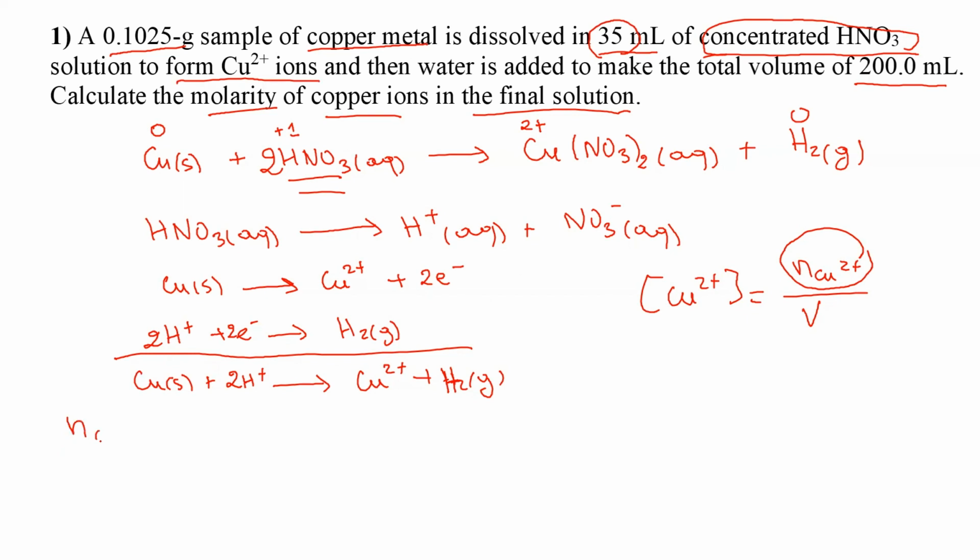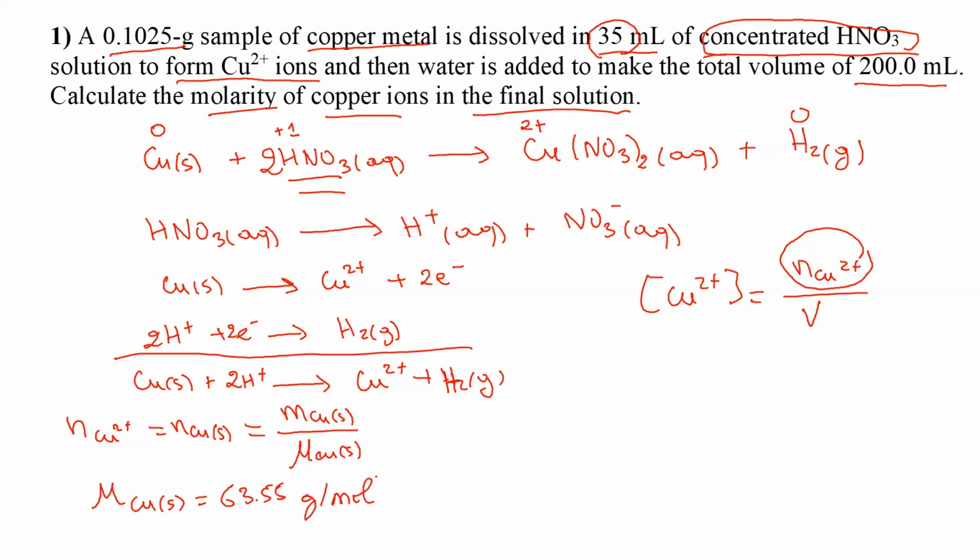So the number of moles of copper 2 plus will be equal to the number of moles of copper solid metal, okay? And here it is equal to the mass of copper solid divided by the molar mass of copper solid. And if you check in the periodic table, the molar mass of copper is equal to 63.55 grams per mole.